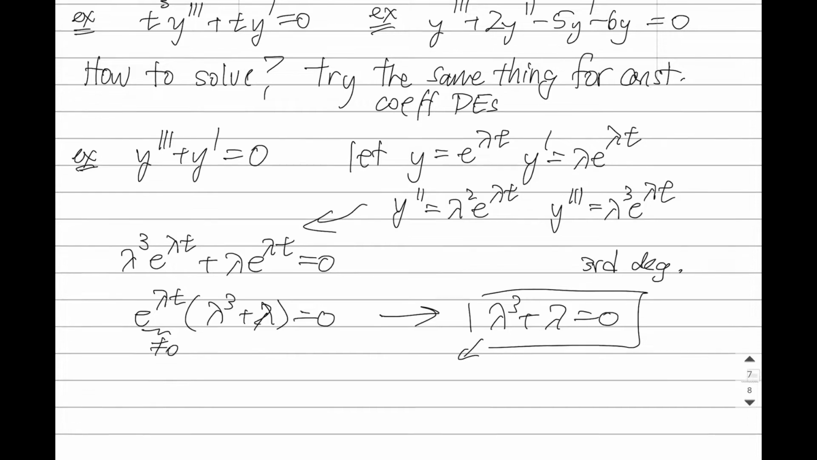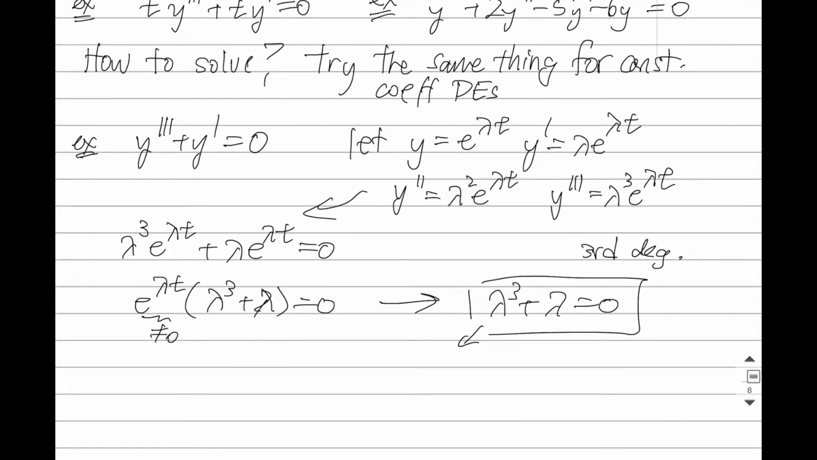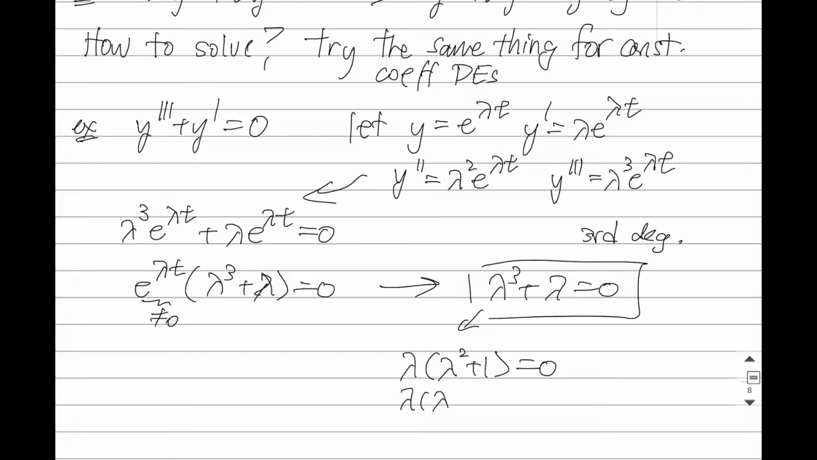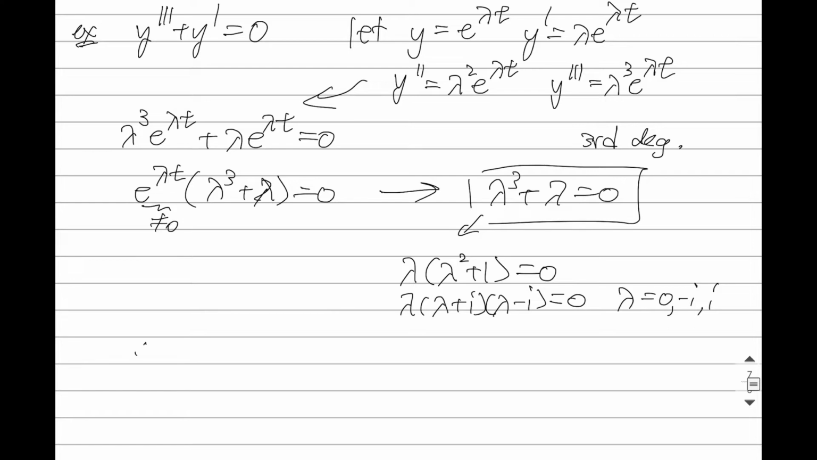Those can be tricky to solve. Sometimes they don't have to be. So for example, this one can be solved by factoring and by using complex numbers. We can write this as lambda times (lambda plus i)(lambda minus i) equals 0. So we get 3 solutions: 0, negative i, positive i. And that means that the general solution will just be a linear combination of these 3: C1 e to the 0t, C2 e to the it, C3 e to the negative it.